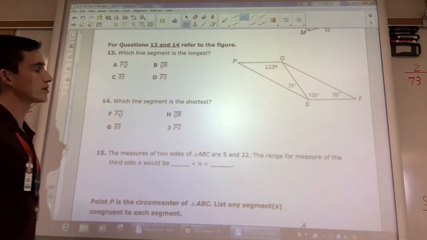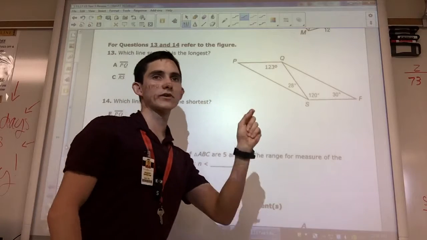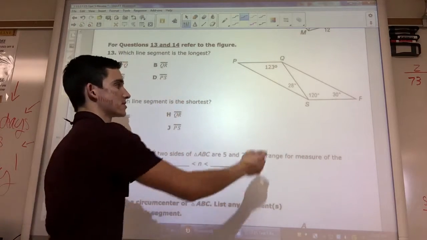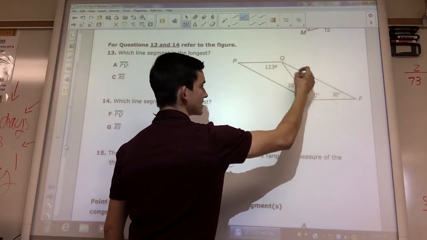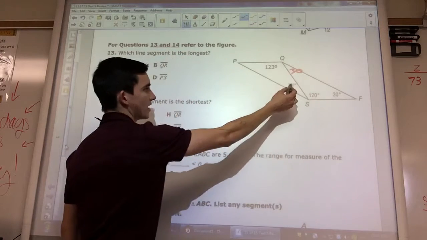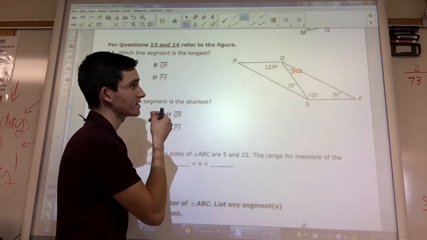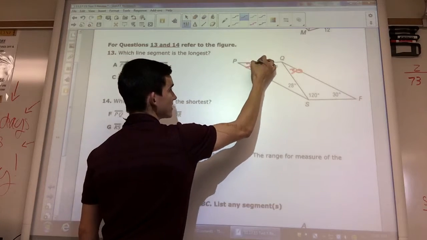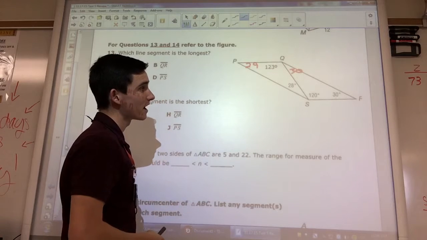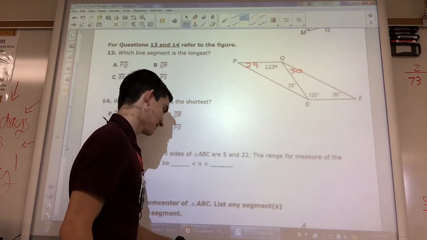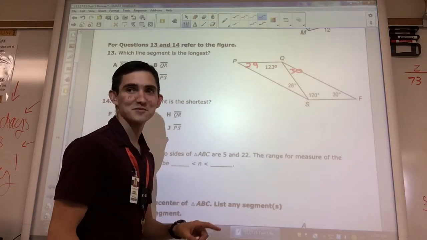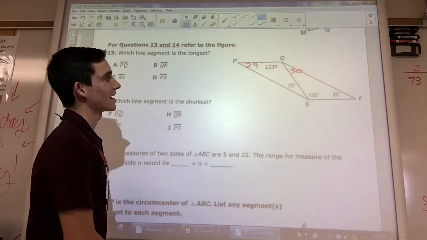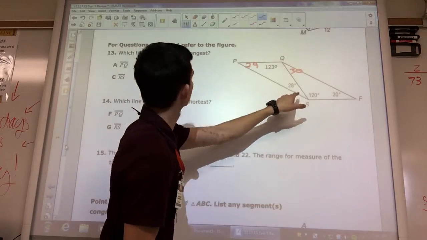Which line segment is the longest? Well, we know how many degrees are in a triangle. 180 degrees, okay? So you got 120 plus 30, that's 150, so that means this has to be 30. 28 plus 123, that's 151. So this, I do believe, is 29. I hope I did that right. If I didn't, first person to correct me based on the video, or maybe even today, I'll give you some extra credit. So let's see.